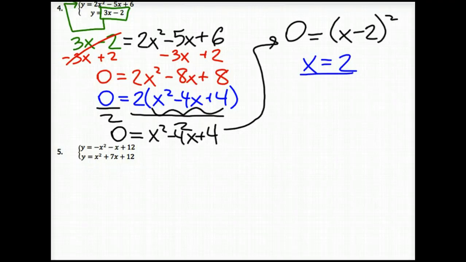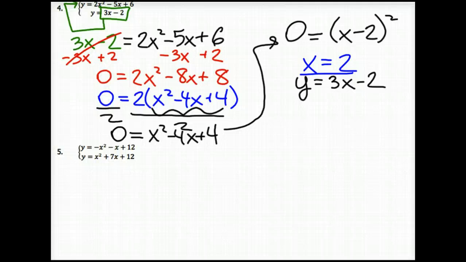And so now we need to take that x value of 2 and plug it back into one of our original equations. I'm going to choose the bottom one, y equals 3x minus 2, and find what the corresponding y value is. So again, every time for these, you solve for x, then you have to go back, plug that x value in for y, and that tells you what the intersection point is, what the ordered pair is.